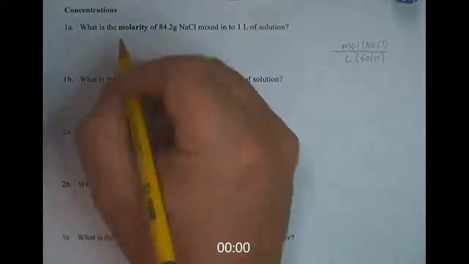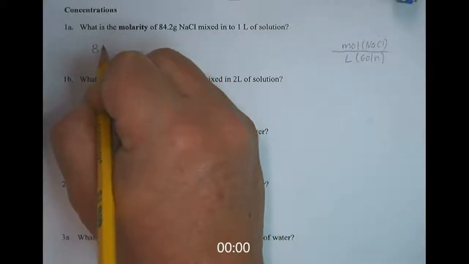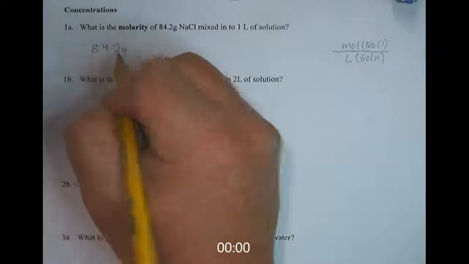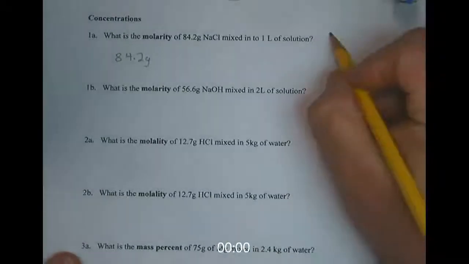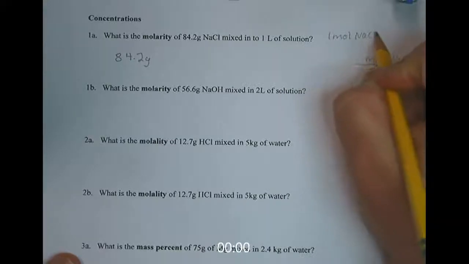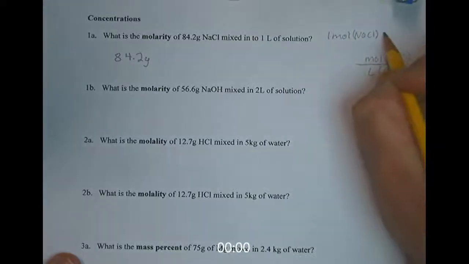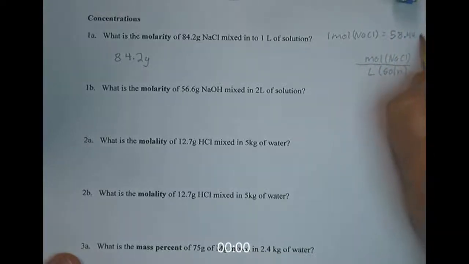Okay, we start off with 84.2 grams. And of course you're going to have to compute your molar mass of NaCl, and so I'm going to go ahead and write that up here. It's 1 mole of NaCl equals, and you'll pretty much learn this number pretty soon because we use it quite a bit, 58.44 grams of NaCl.